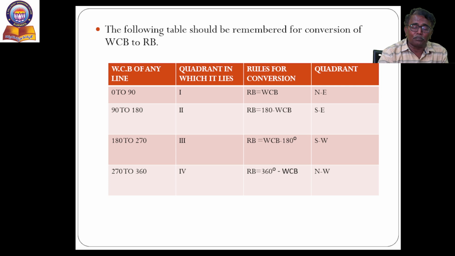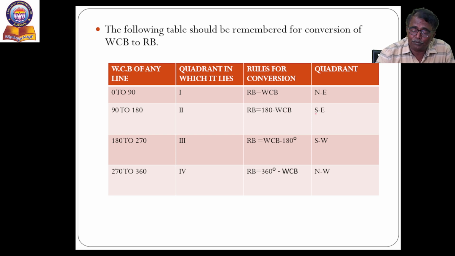When the whole circle bearing of a line lies between 0 to 90 degrees, the quadrant in which it lies is the first quadrant. Then reduced bearing is equal to whole circle bearing, and the quadrantal bearing will have a northeast quadrant. And when the whole circle bearing of a line lies between 90 to 180 degrees, it is in the second quadrant, and the reduced bearing can be obtained, which is equal to 180 degrees minus whole circle bearing. Simple conversion, 180 minus whole circle bearing.